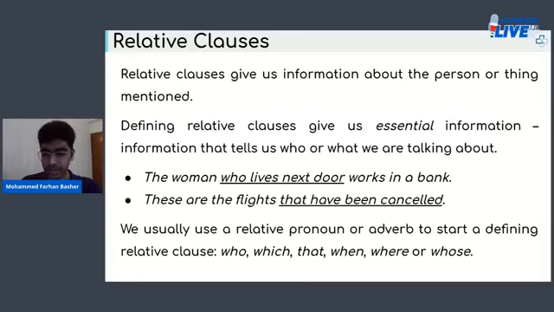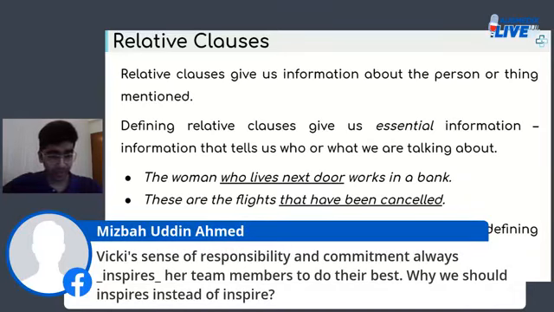Okay, we've got an interesting question here from Isbal Din Ahmed asking, Vicky's sense of responsibility and commitment always inspires her team members to do their best. Why should we use inspires instead of inspire? Can you guess why? Well, you see, what do you have? You have Vicky's sense of responsibility and commitment, right? So is it confusing you that the subject here is plural because you've got responsibility and commitment? Is it the responsibility and commitment that inspire you?